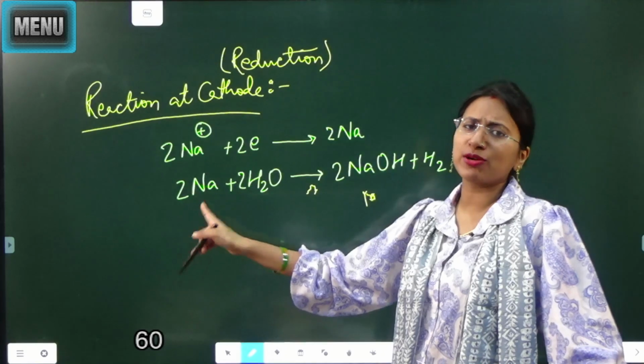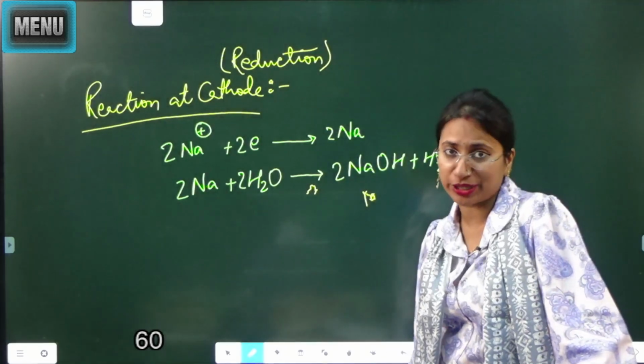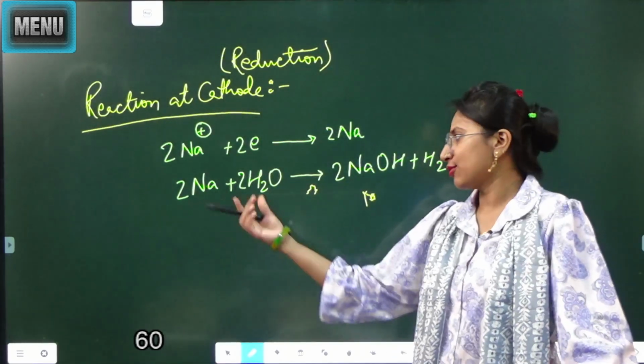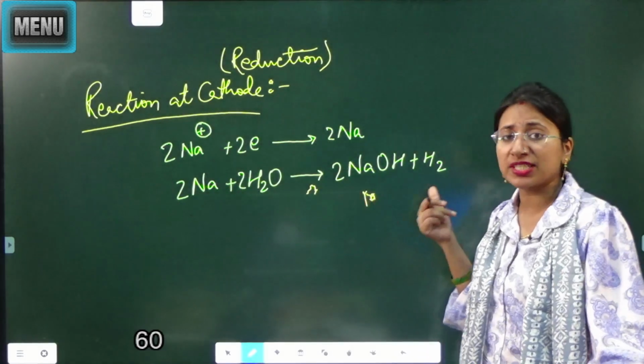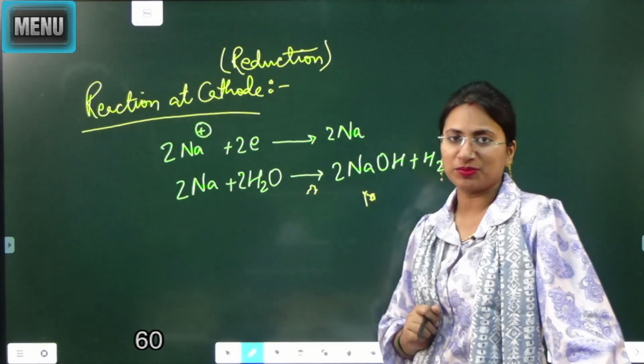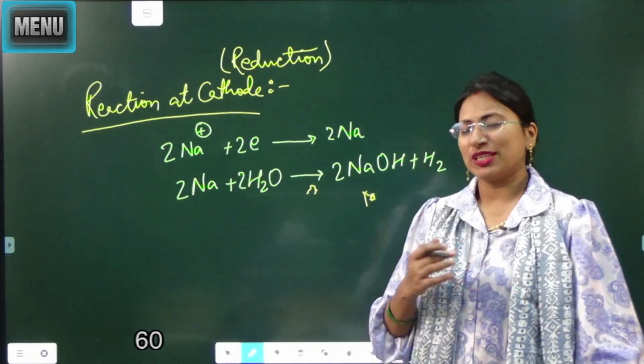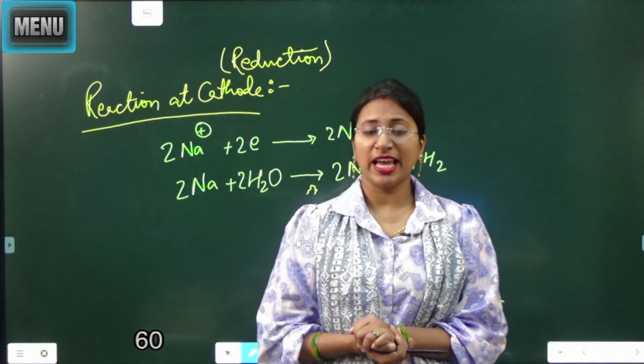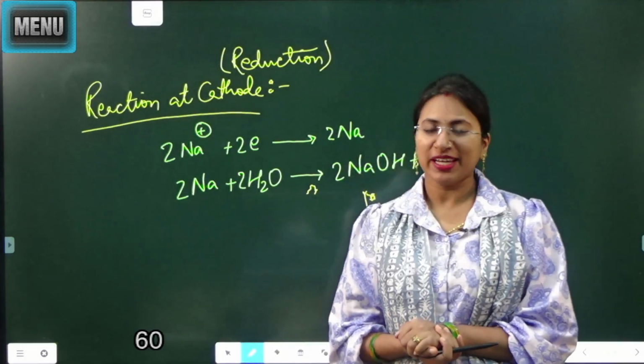And this sodium has a tendency to react with water. It is a very reactive metal. So, it will react with water to form NaOH and H2 gas. So, H2 gas will be liberated at cathode. Okay, so this was all about Kolbe's electrolysis method to prepare alkane.